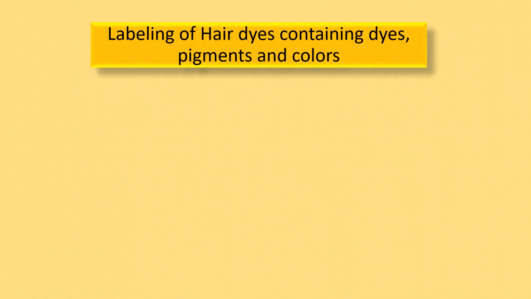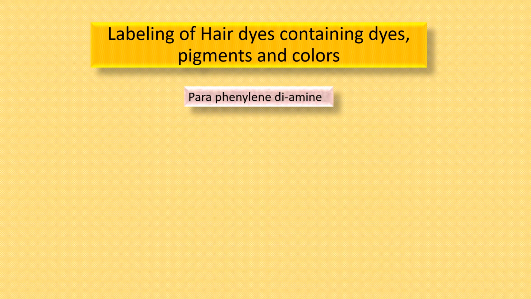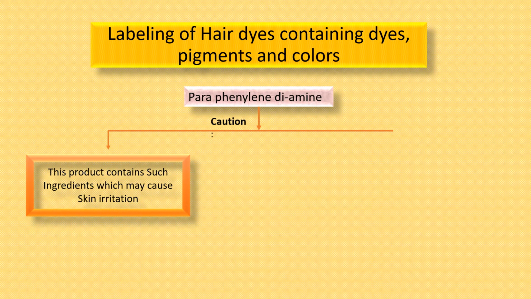So let us talk about the labeling of hair dyes containing dyes, pigments and colors. The labeling of hair dyes which contain paraphenylene diamine. Let us see what specific cautions should be mentioned on the labels of the container of the cosmetics, either the inner label or the outer label. When that particular hair dye contains an ingredient like paraphenylene diamine, the caution should be mentioned: this product contains ingredients which may cause skin irritation.